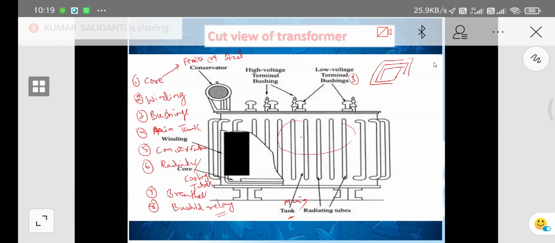Vamshi, try to maintain the time. This is not the right time to attend the class.